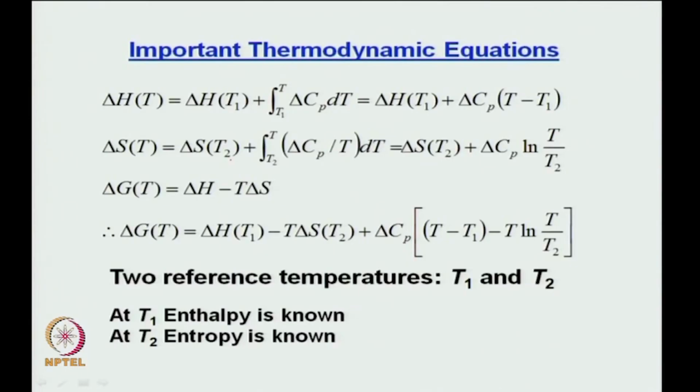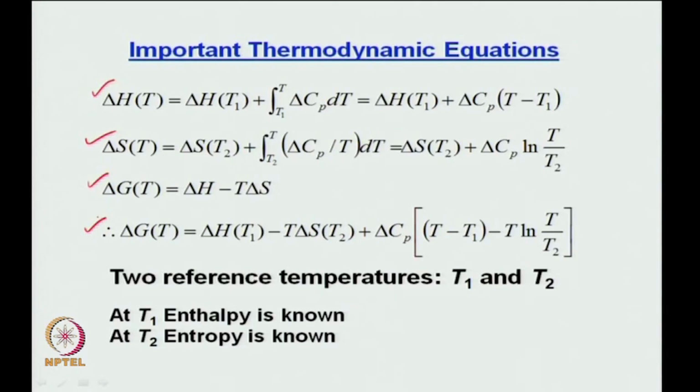Now, look at these equations. The first one we have derived, the second one we have also derived. The only thing is that there H was small, whereas here we are just taking H; it is easy to put in the standard states, that is not a big deal, right. And then you have delta G, and you can see this is the final expression for delta G (T).